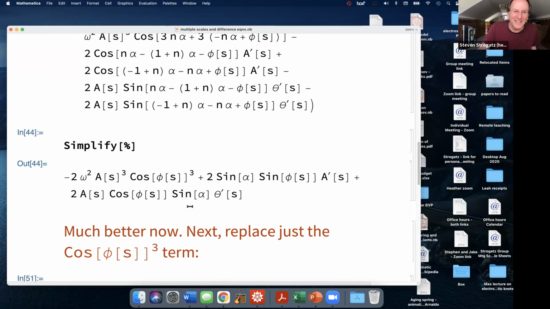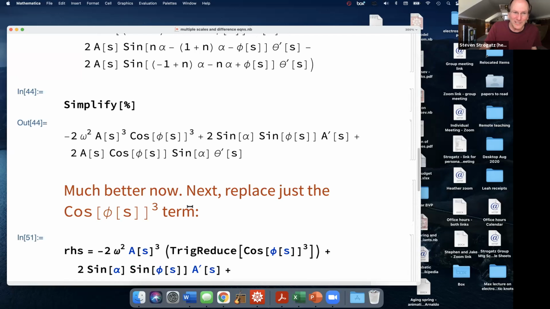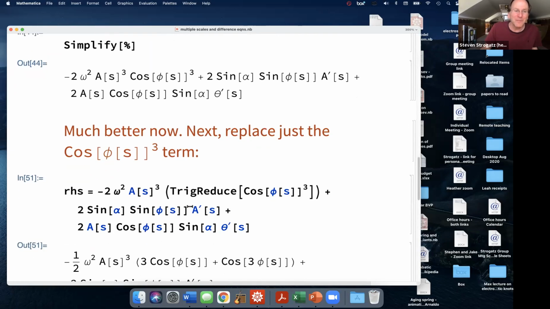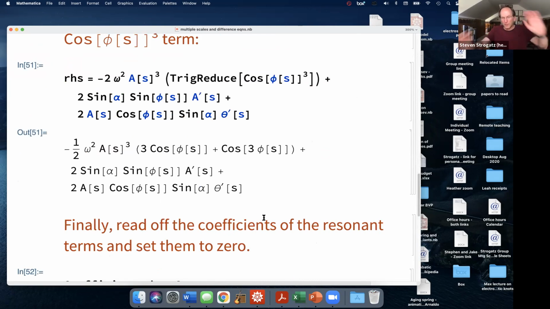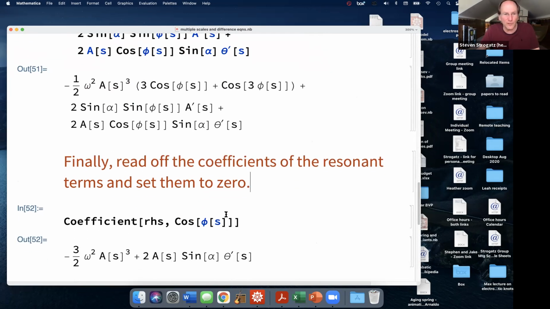So I'm not going to trig reduce the whole thing, just the cosine cubed. So I wrote the right-hand side again, except trig reduced just the cosine cubed. And finally, it gave me what I wanted, which I probably could have done in one step if I were better at this. But anyway, it gave me this. And now it's cool, because now it's just cosine of this argument, sine of this argument. There's the occasional non-resonant term like cosine of 3 times the argument. I don't care. So I read off the coefficients of the resonant terms.